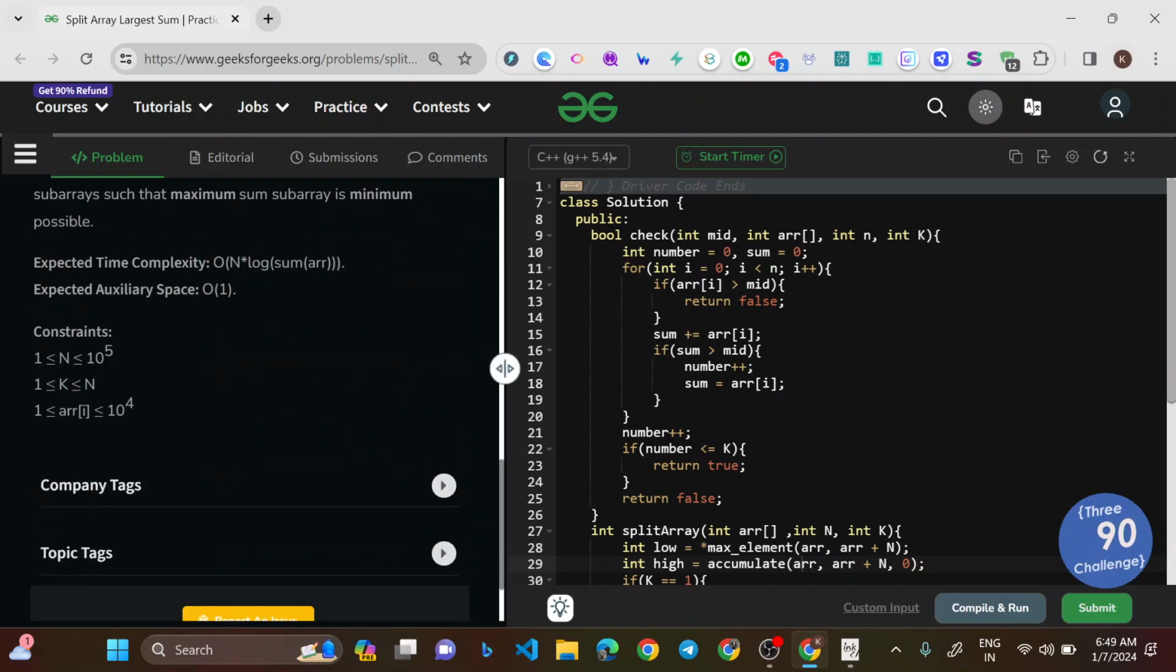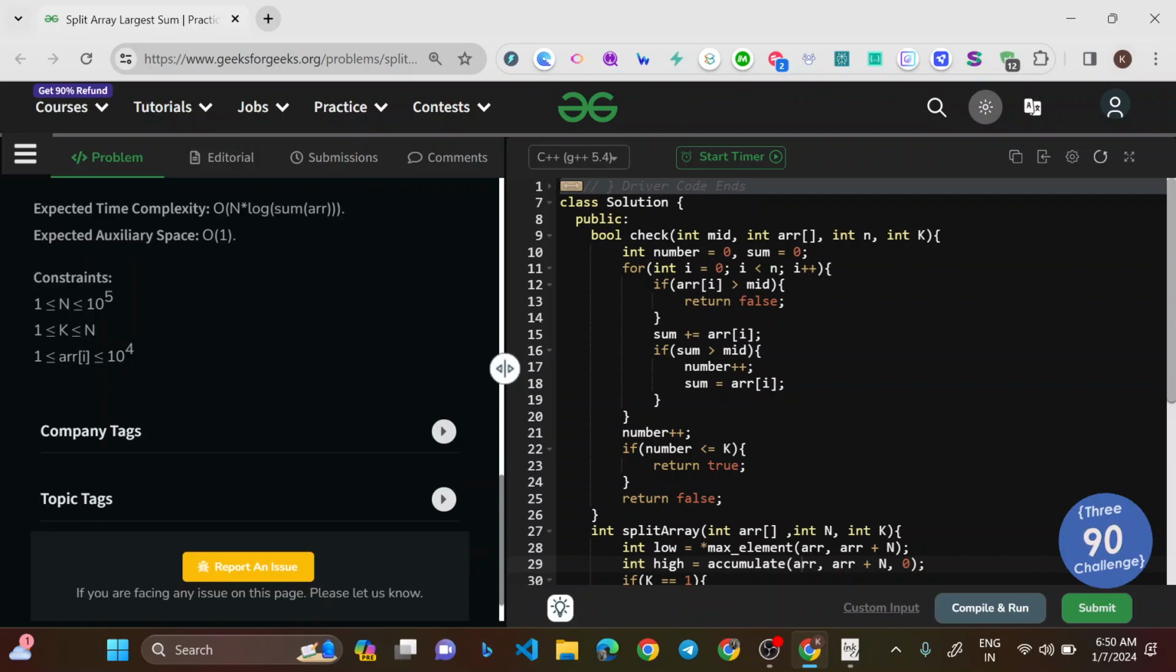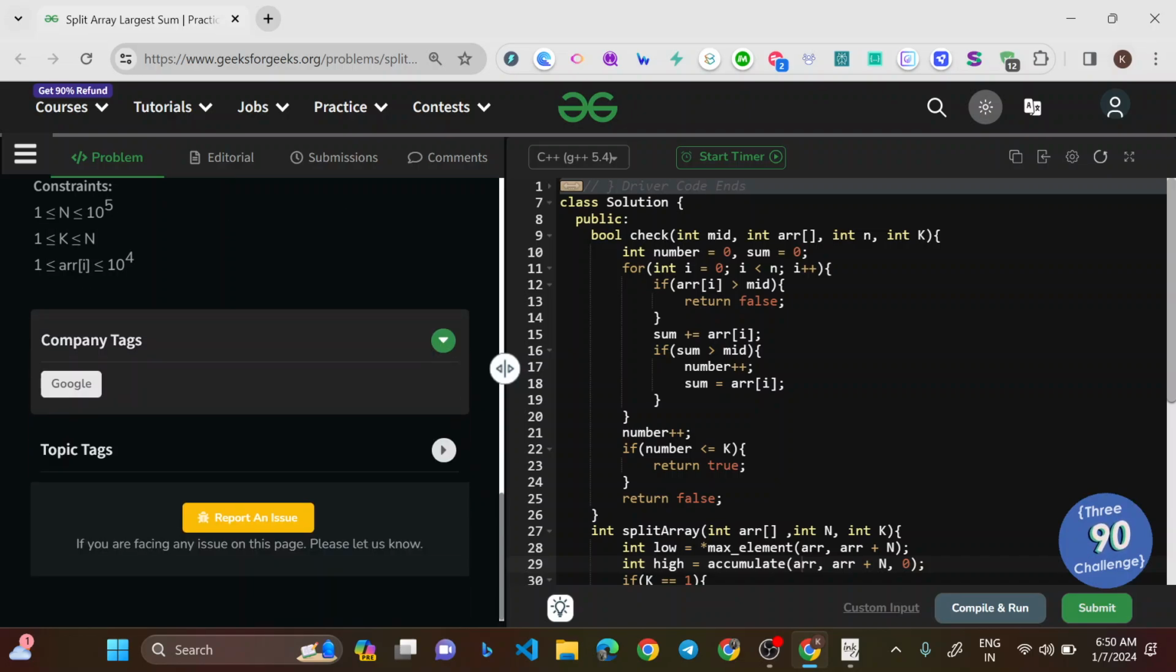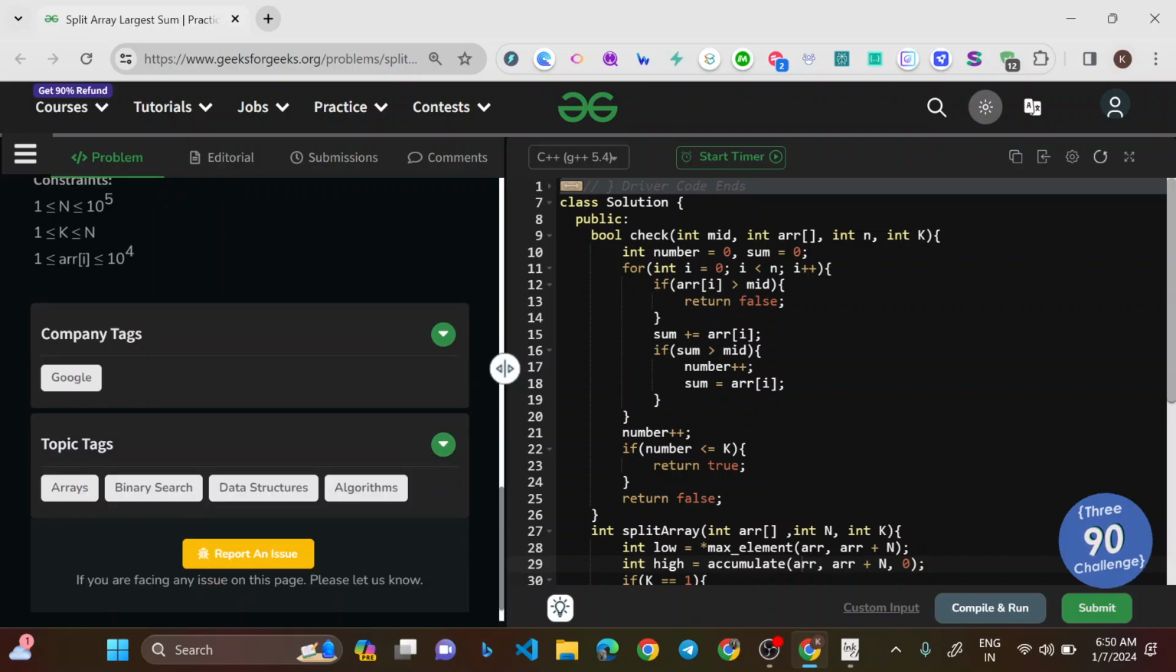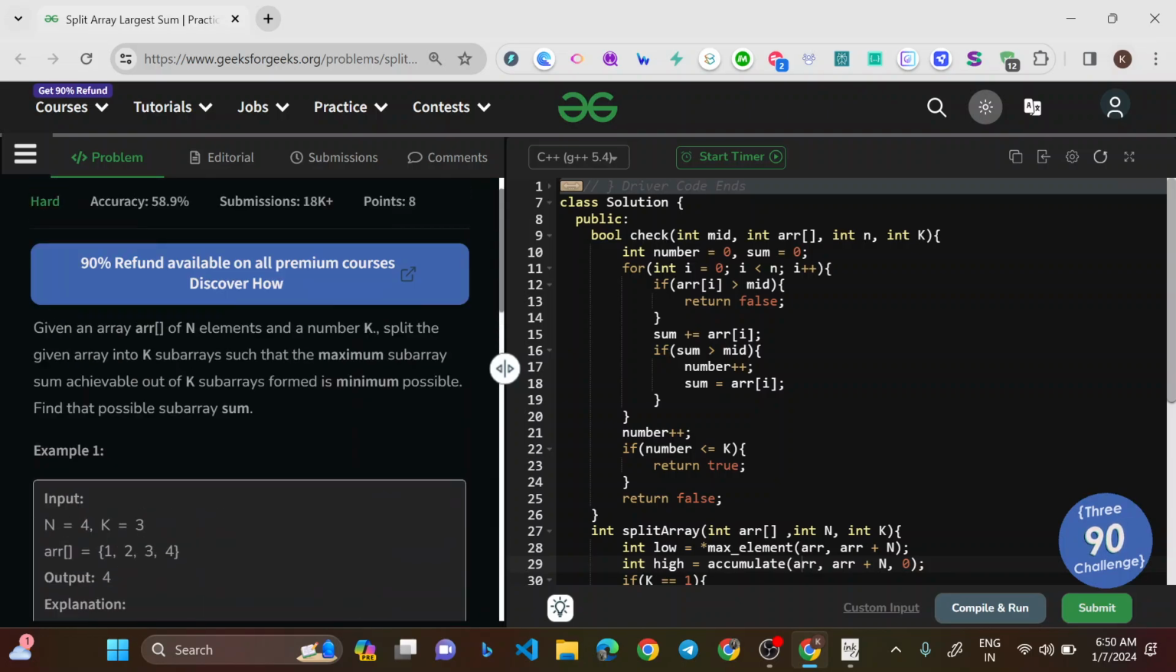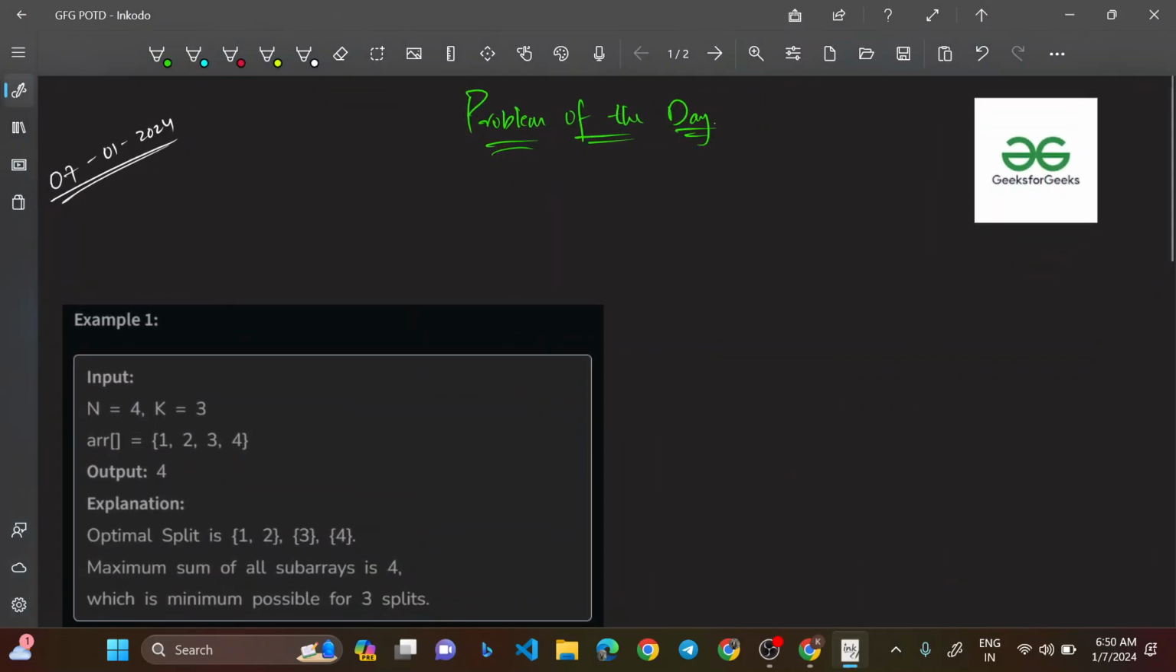These are the constraints that are given. Time complexity is O(n log(sum of array)), expected space complexity is O(1), and constraints: n goes up to 10^5, k goes up to n, and arr[i] goes up to 10^4. These are the company tags, and even the topic tags give you a lot of hint about the approach you need to follow. So let us go through the question now in the examples.